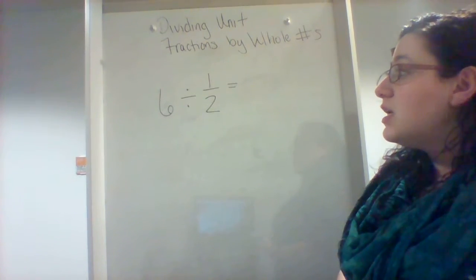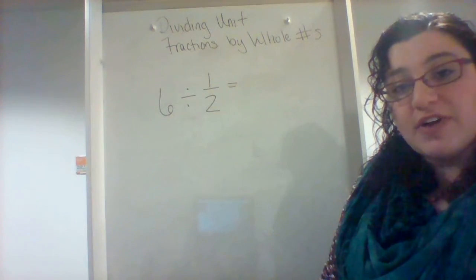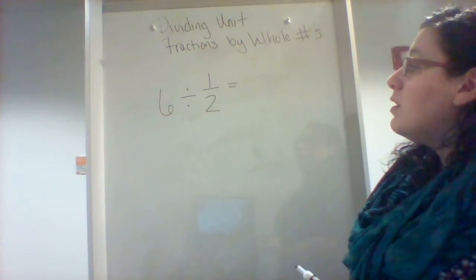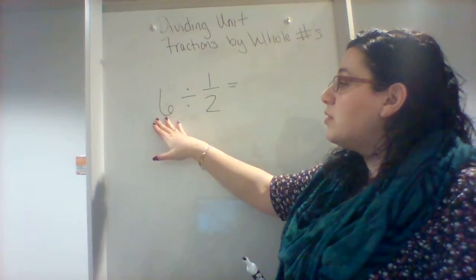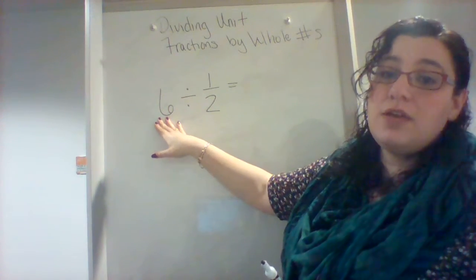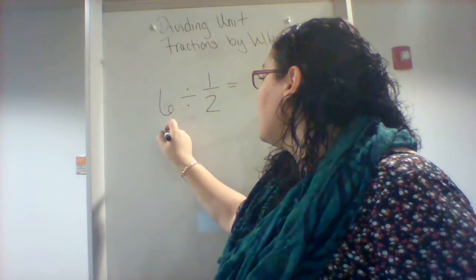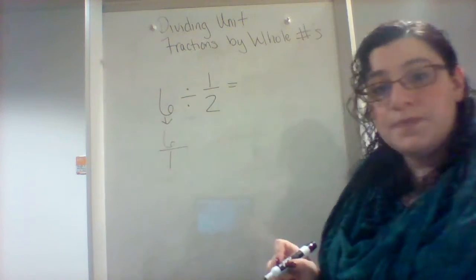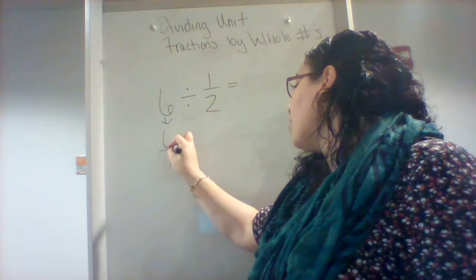Now, to divide fractions has a few more steps than multiplying fractions, but it is still super easy once you get the hang of it. So first thing I want to do is I want to change this whole number into a fraction. And you can easily change a whole number into a fraction just by putting it over 1. So there we go. We just put the 6 over 1, and now it became an improper fraction.